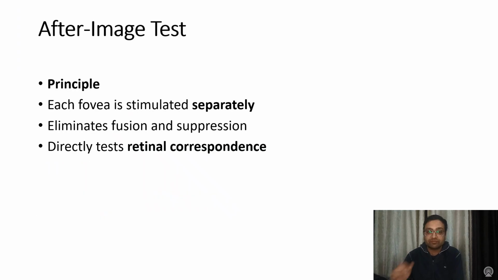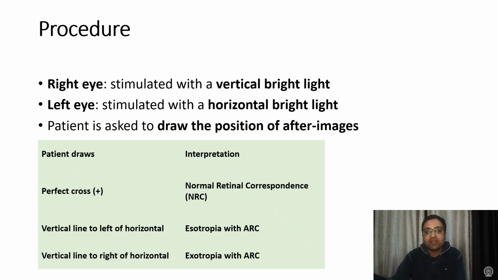Okay. Now coming on to the third test, that is the after image test. In this, each fovea is stimulated separately. It eliminates fusion and suppression and it directly tests true retinal correspondence. Very important. So what is the procedure? The right eye is stimulated with a vertical bright light and the left eye is stimulated with a horizontal bright light. The patient is asked to draw the position of the images.